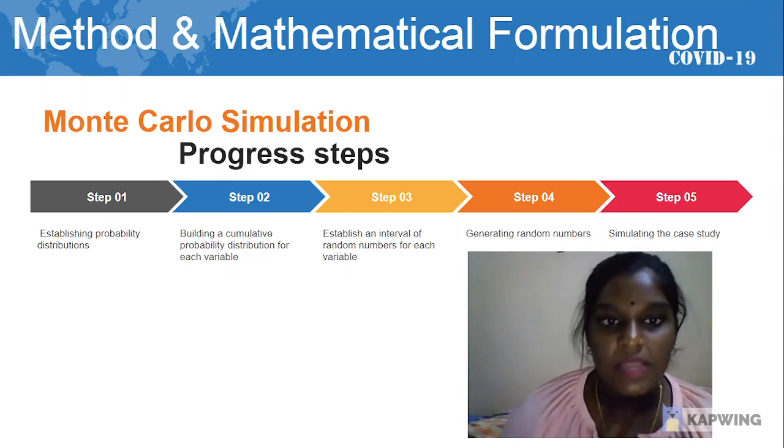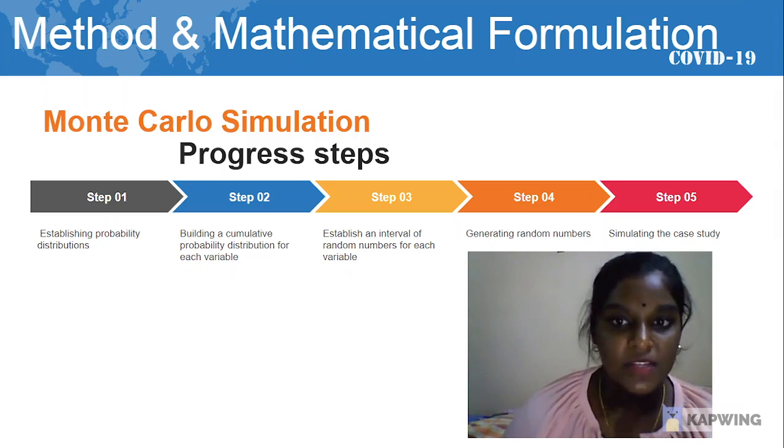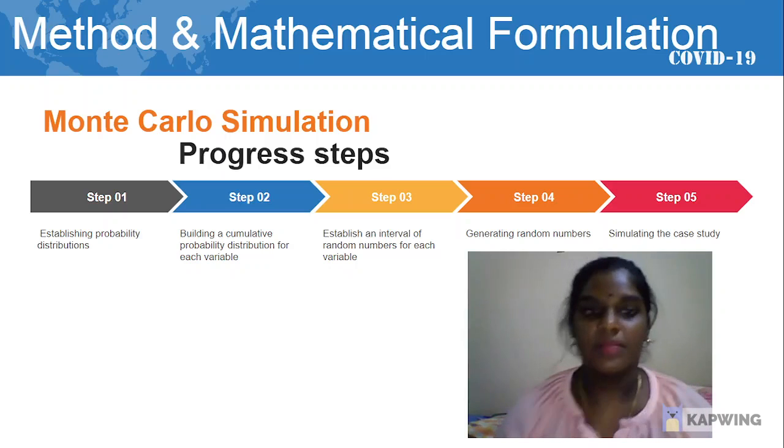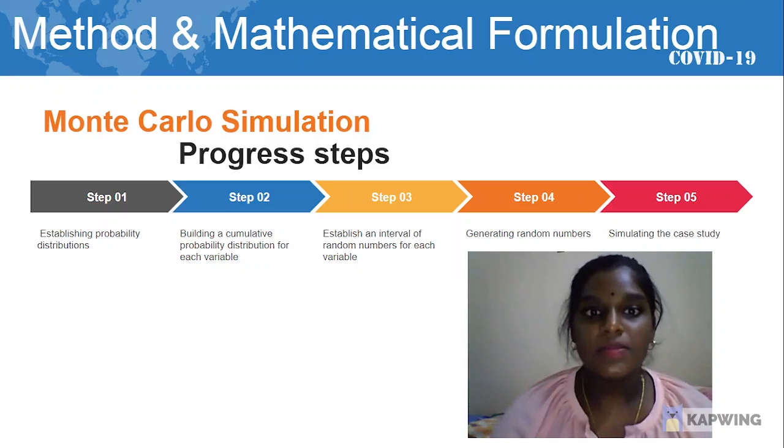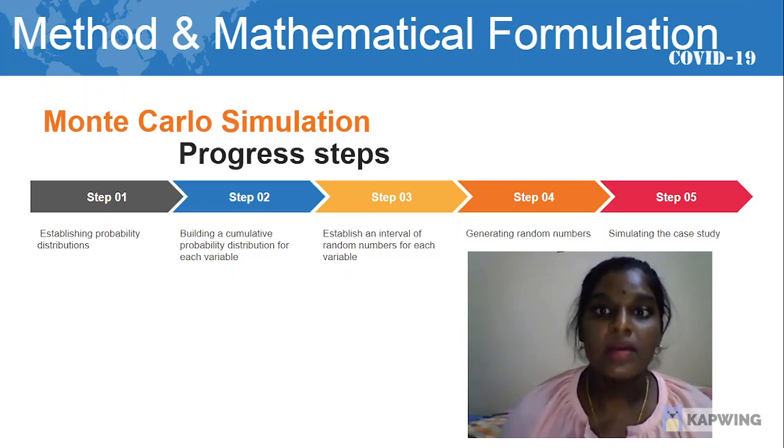There are five steps to solve a case study using the Monte Carlo simulation method. The first step is establishing a probability distribution for important variables, and the second step is building a cumulative probability distribution for each variable. Then the third step is to establish an interval of random numbers for each variable, which is followed by the fourth step, which is generating random numbers, and the last step is simulating the case study.